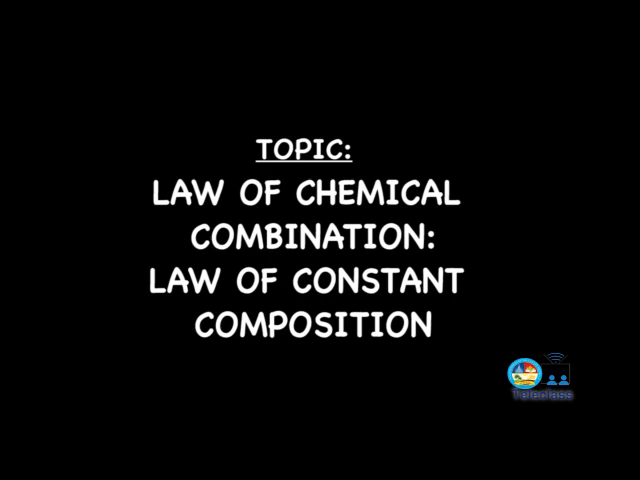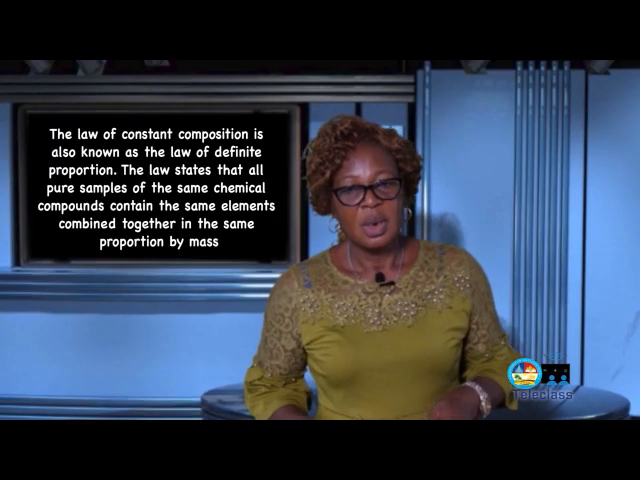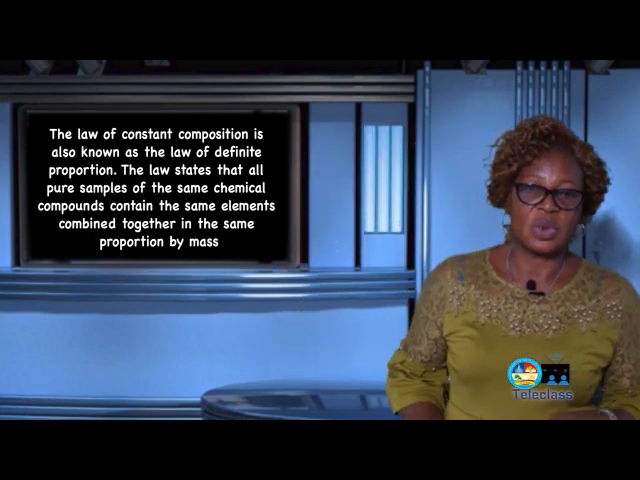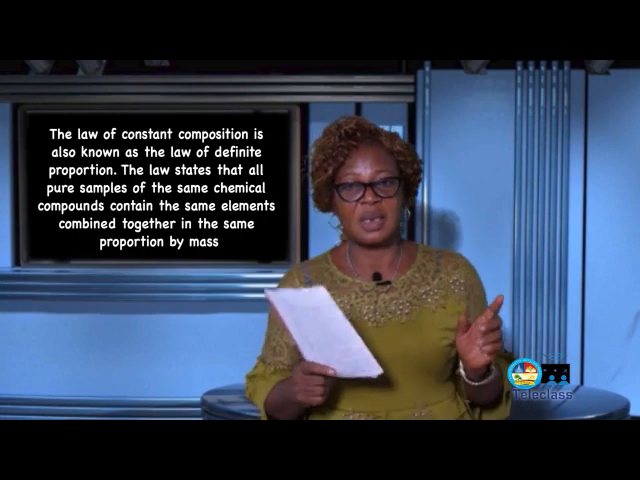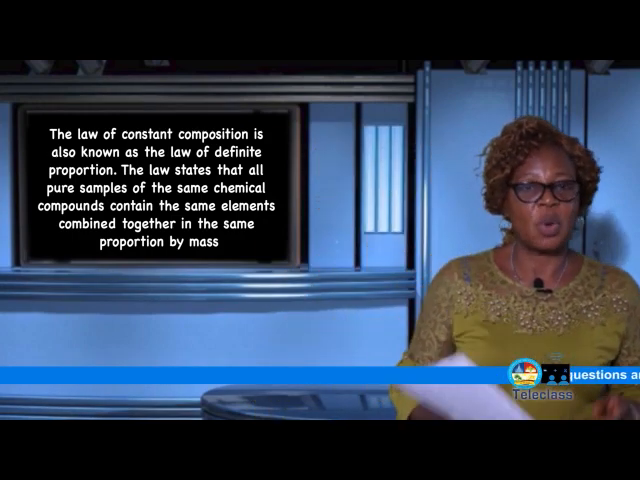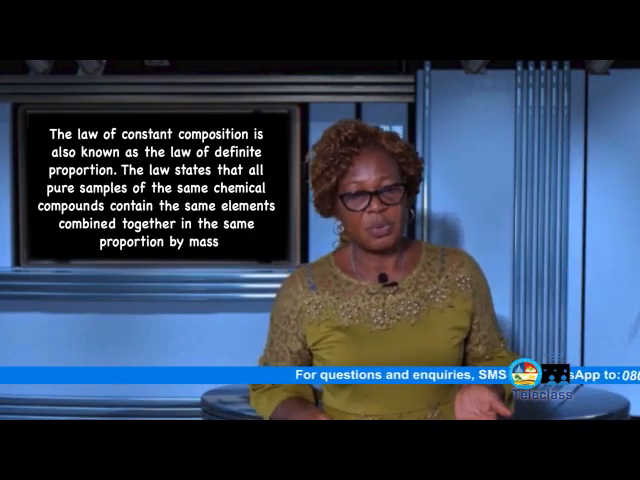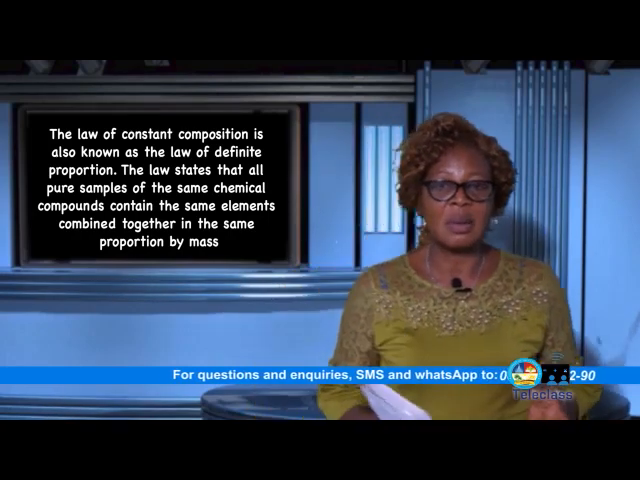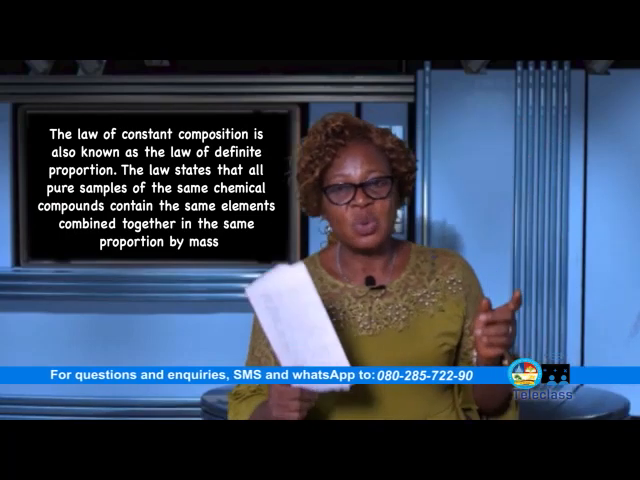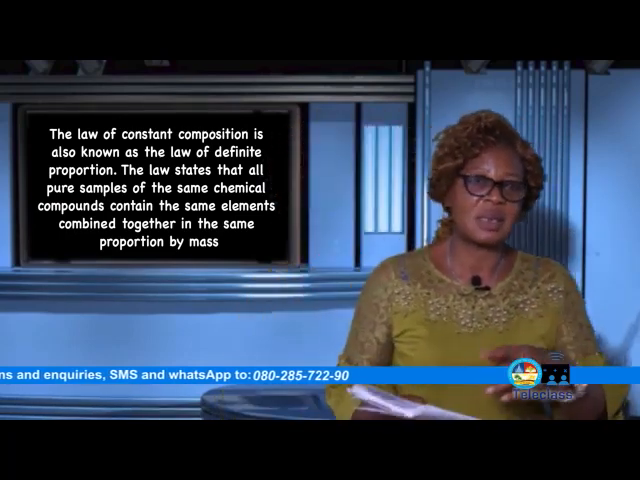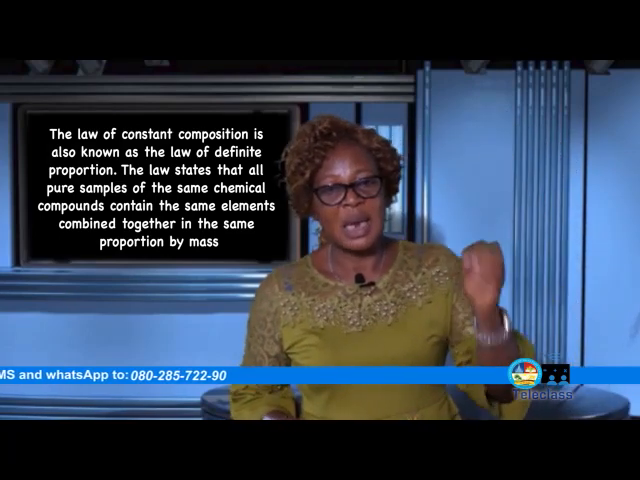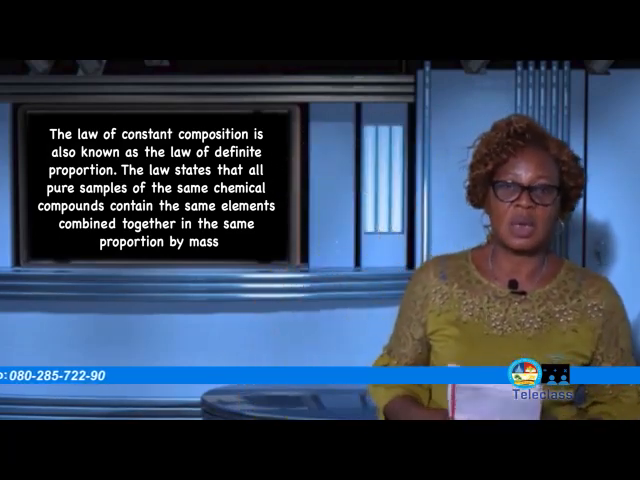So we look at the percentage of mass that was produced, and we discover that they all have the same percentage by mass, showing that they obey the law of definite proportion. As I told you before, the law of definite proportion is the same thing as the law of constant composition. In case you come across them in the exam, do not be confused. They are the same thing. If they ask you to define the law of definite proportion, they are telling you to define the law of constant composition. Define it again: all pure samples of the same chemical compound contain the same elements combined together in the same proportion by mass. From the mathematical expression we did, they were 92%, so they obey the law of constant composition.